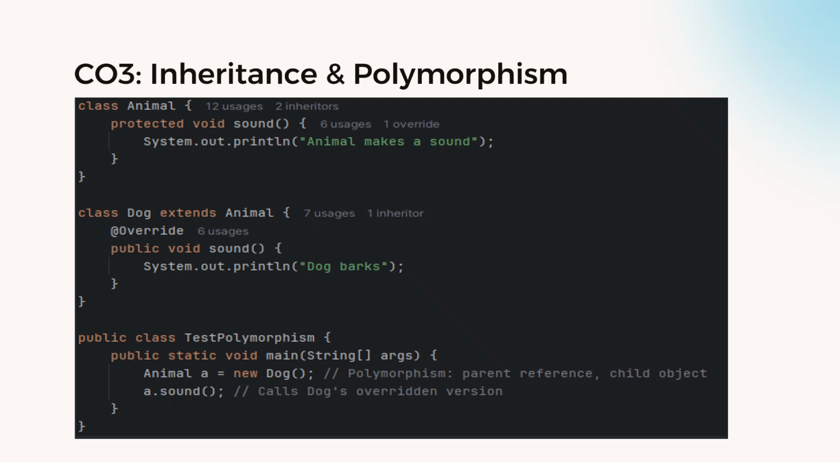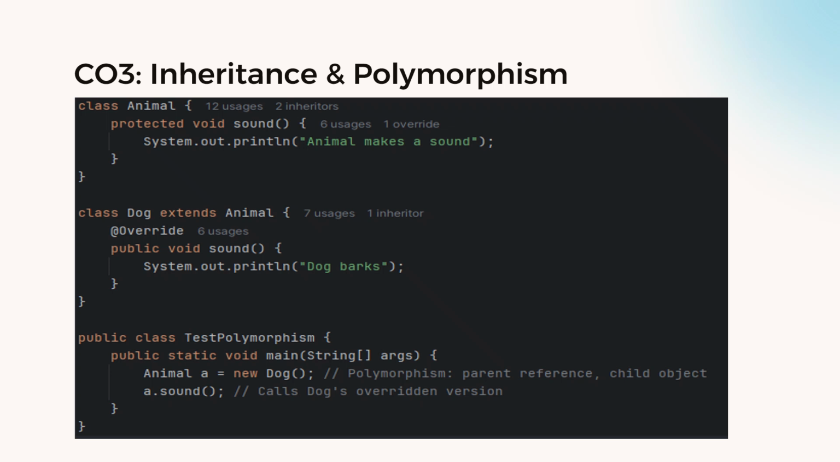Now look at the TestPolymorphism class at the bottom. The line Animal a = new Dog(); is where we see polymorphism in action. We are creating a new Dog object, but we are holding it in a reference variable of type Animal. This is possible because through inheritance, a Dog is an Animal. When we call a.sound(), which version gets executed? Even though the variable a is of type Animal, Java determines at runtime that the actual object is a Dog. Therefore, it calls the overridden method from the Dog class. The output of this program will be Dog barks.